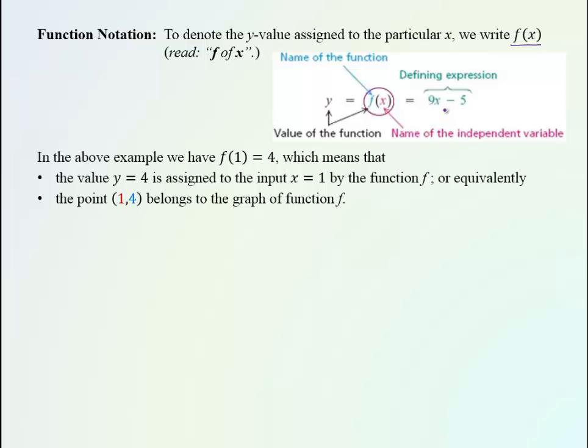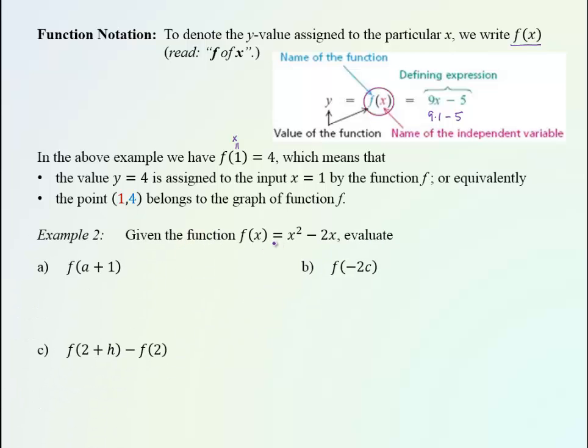Looking at this particular example, if I want to evaluate f of 1, I am assuming that my x is equal to 1, so instead of x, you have 1 in the formula 9x minus 5, and then 9 minus 5 is really 4, so f of 1 is equal to 4. What does this mean? That means that the value 4 is assigned to the input 1 by the function called f, or we can say that the point (1, 4) really belongs to the graph of the function, or in other words, the ordered pair of numbers (1, 4) satisfies the equation of the function.